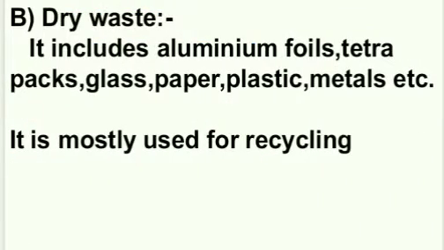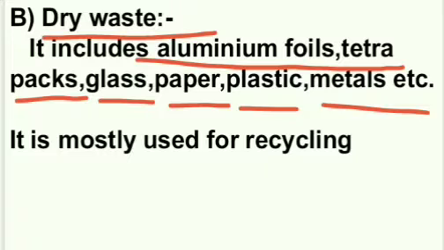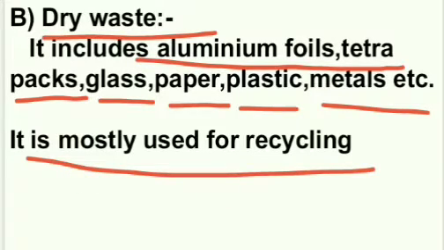Another type is dry waste or dry garbage. It is dry in nature. It includes aluminium foils, Tetra Paks, glass, paper, plastic, metals, etc. And this dry waste is mostly used for recycling. So dry waste is mostly recycled. So this is all about classification of solid waste.